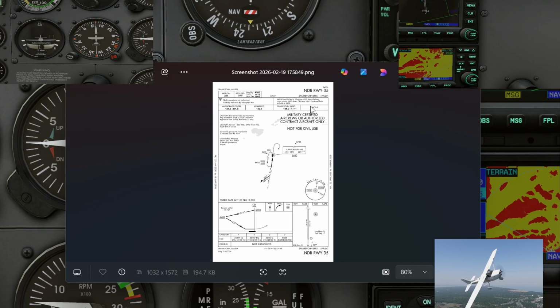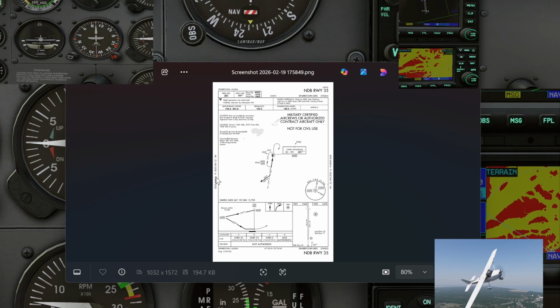Okay, here we are at Sparrevohn, Alaska. This is an interesting airport. Now, this NDB training is not really about the airport. We're just going to use this because it has an NDB there. It does have an outbound course and it has an inbound course. This one's a little different than the first one I saw.